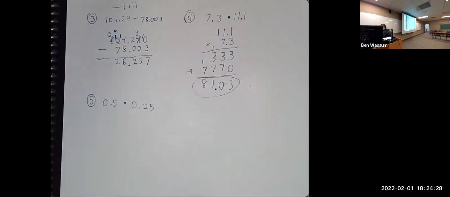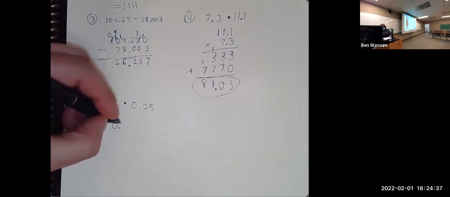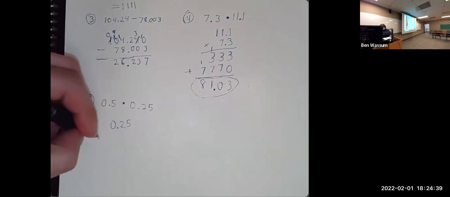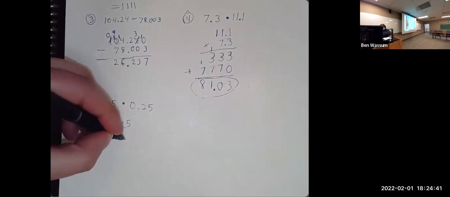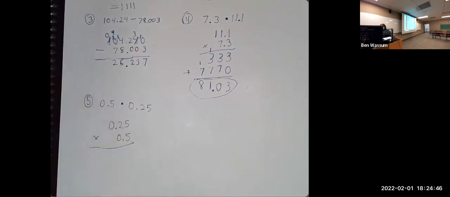So as for which one we're going to have on the bottom row, this one has less digits, so I'm going to put this one on the bottom row. So this one will be on the top. 0.25 times 0.5. Set that up.